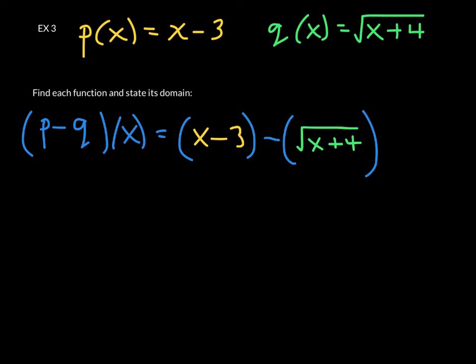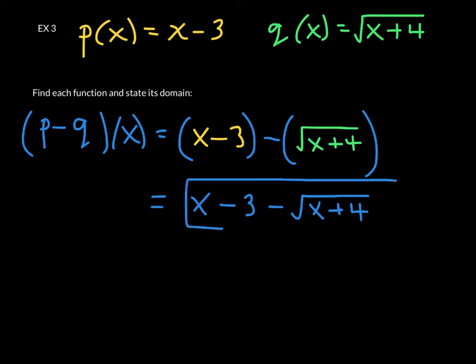All right. Now, you can see, hopefully, that there's no way to simplify this any further. So I'm just going to clean it up a little bit, get rid of these parentheses. We don't need them. And just box this. So there's the function. I know it may not look pretty, but it is what it is. It's x minus 3 minus the square root of x plus 4. Now, we want to talk about its domain. Now, when you look at function p, I'm going to draw your attention up here. Look at function p.